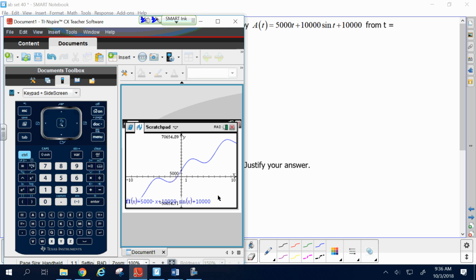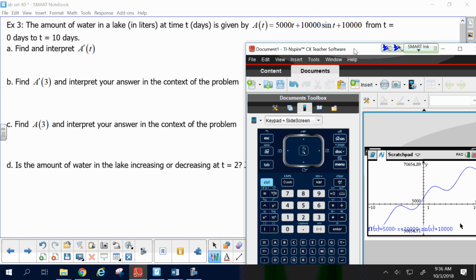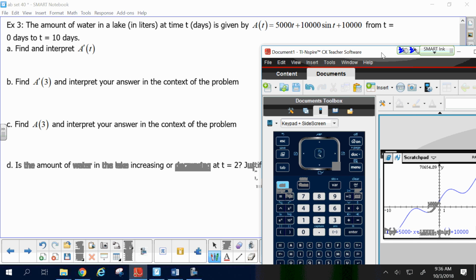All right. Now then, this is A, the amount of water at a given time. So if I were to find and interpret A prime, let's start by finding A prime at any t. A prime, what is the derivative? What's the derivative of 5,000 t? 5,000. What's the derivative of 10,000 sine t? 10,000 cosine t. And what's the derivative of 10,000?